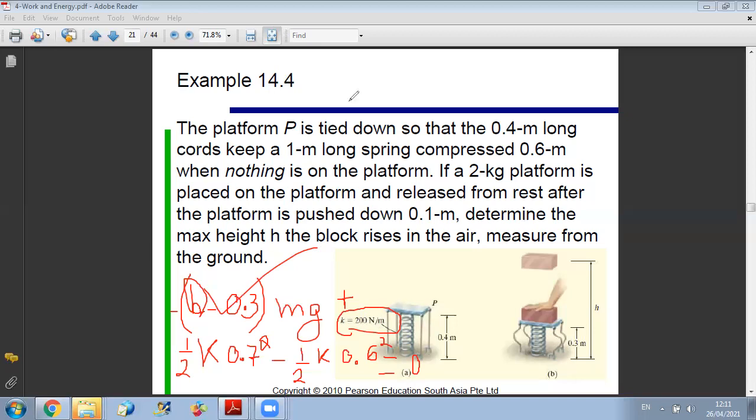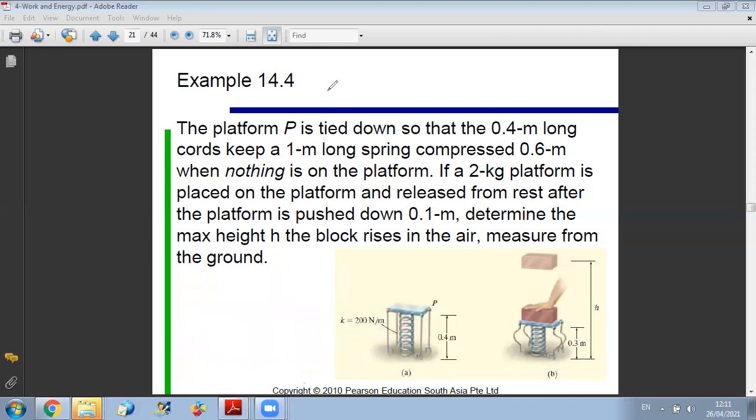instead of applying work and energy one time, you will apply it 2 times. The first time will give you what? Will give you the velocity of the block just before leaving the plate. Okay, so the second method is to divide the motion into steps.